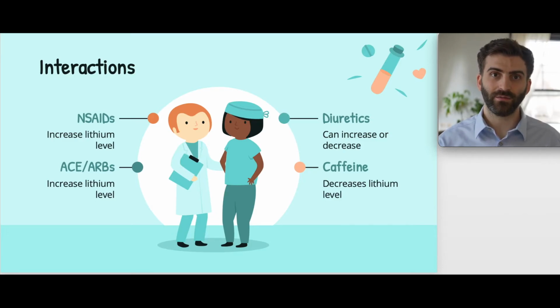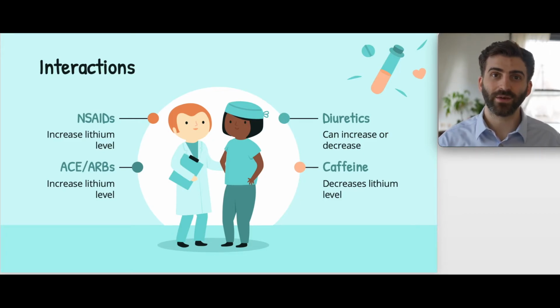NSAIDs, like for example ibuprofen, can increase lithium level. So this is important to talk about with your patient and important to know if they're taking an NSAID. These interactions aren't contraindications, it's just something you have to be more aware of so you can check their level more frequently. ACEs and ARBs, which are blood pressure medications, also increase lithium level. This can be a delayed effect as well, so you won't see it right when someone starts an ACE or an ARB, it could be a couple of weeks later. So again, increased monitoring is quite important.